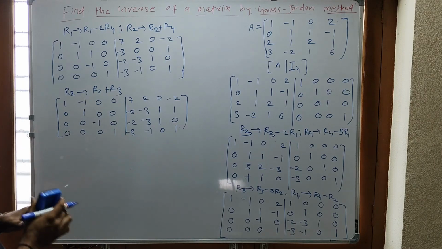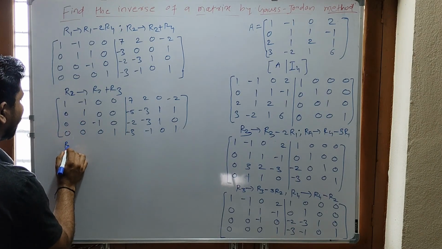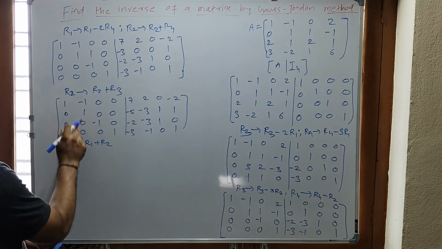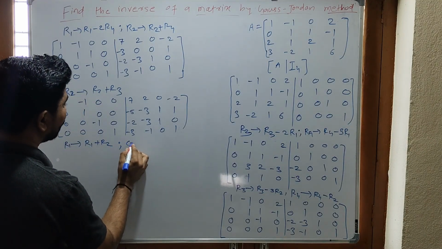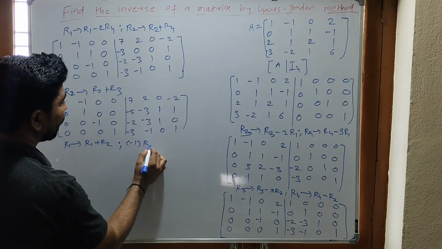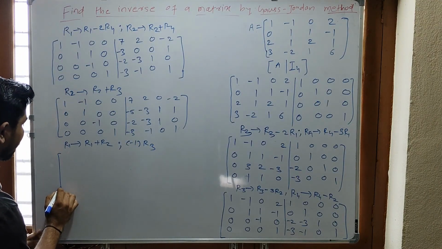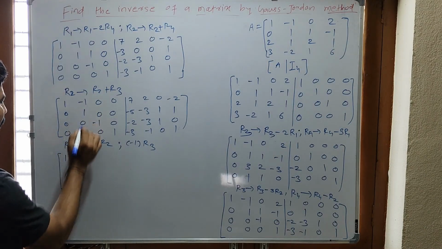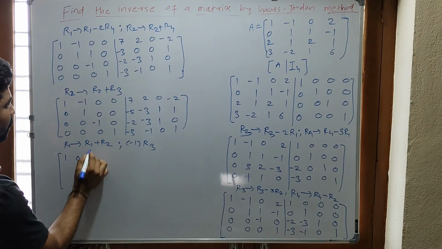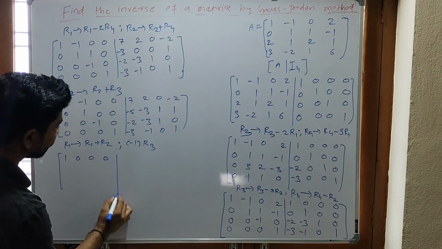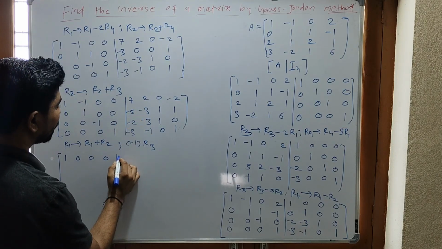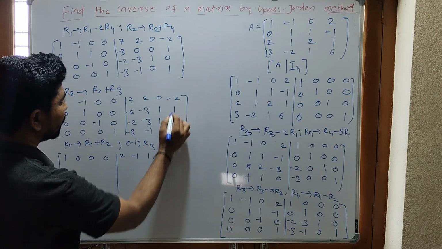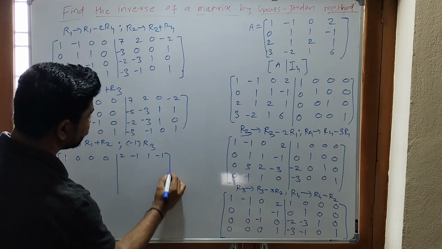Now apply here the elementary row operation R1 as R1 plus R2. This minus 1 plus 1 becomes 0, and multiply minus 1 to the row R3. Then I get the matrix here as first row 1 plus 0, 1, minus 1 plus 1, 0, 0 plus 0, 0, 0 plus 0, 0. Here 7 plus minus 5, that is simply 2. This is simply minus 1, 1, and this is minus 1.